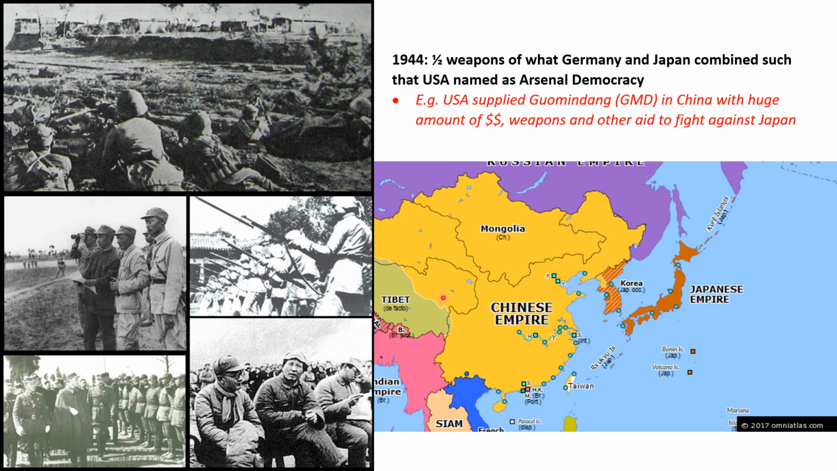And this is what I meant when the USA supplied the Kuomintang in China with a huge amount of money. So you can see that Japan was trying to occupy parts or most parts of the Chinese Empire, and a lot of these weapons were given or loaned, specifically by the Americans, to countries that were fighting, whether it was Germany or Japan.